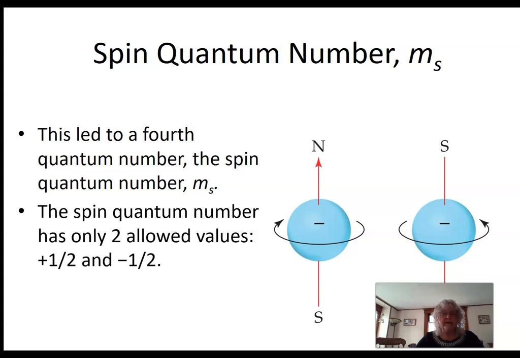So this led to the invention, essentially, of a fourth quantum number, which we refer to as the spin number. The spin quantum number has only two allowed values, either +0.5 or -0.5. When we drew the energy charts where we placed the electrons into their orbitals, we indicated the difference between these with an up arrow and a down arrow.